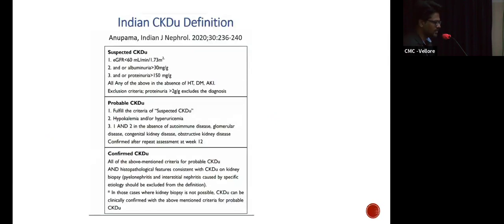So this is one paper from Anupama et al. They have defined the Indian CKDU definition. This is all the same as what I have discussed just now. The only thing is that the exclusion criteria they mainly mentioned is proteinuria should not be more than 2 gram per gram. And clinical feature wise, there will be an association with dyslipidemia in the form of hypokalemia with or without hyperuricemia.